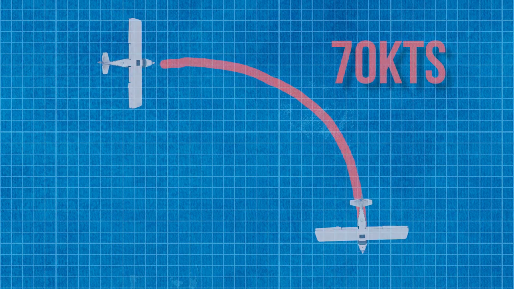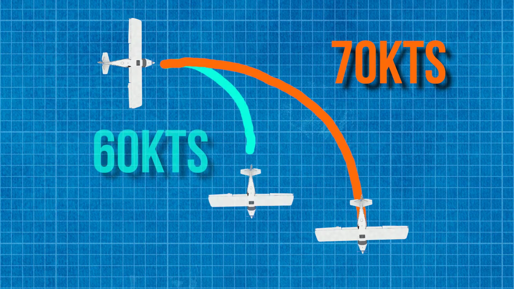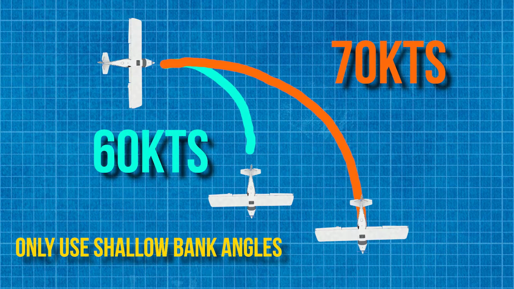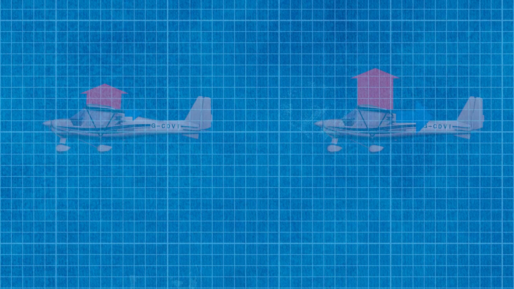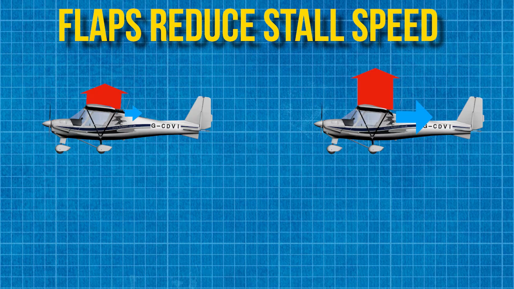There are some advantages, however, in slow flight, one of which is being able to turn with a much smaller radius compared to when you are flying at normal speeds. However, be very careful when doing this and make sure to use very shallow angles of bank.